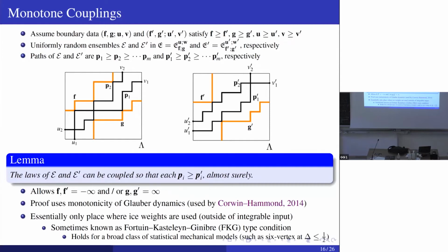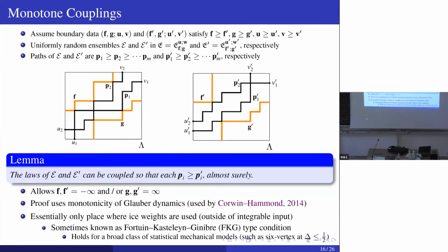The statement that will be used over and over again is this coupling statement. By a coupling, I mean I can sample both of these random ensembles on the same probability space, such that every Pi is southeast of every Pi prime. Basically, if the boundary data of this ensemble is always southeast of the boundary data of this ensemble, then I can couple the paths so that each path in this ensemble is southeast of the corresponding path in this ensemble. This is a highly intuitive statement, hopefully.